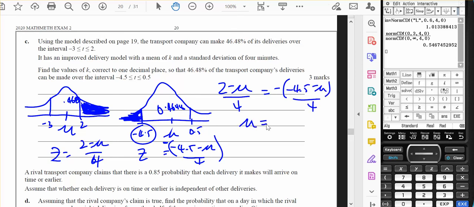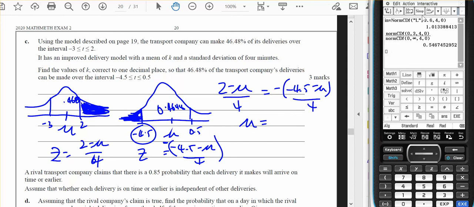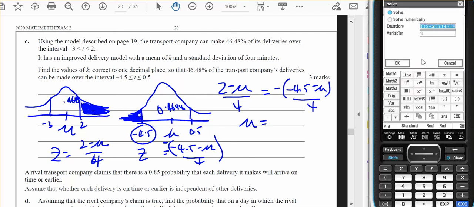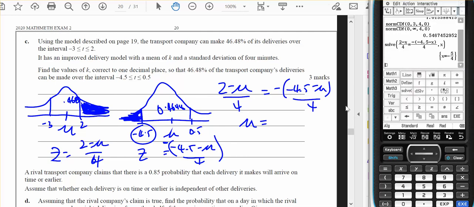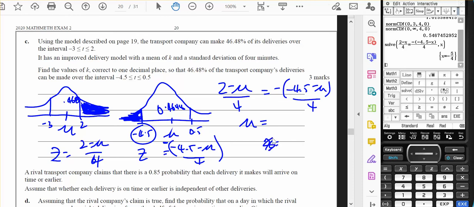Solve for the mean. And k is the mean, so I'm going to have the fraction 2 minus x divided by 4 equals the fraction negative bracket -4.5 minus x divided by 4, solve for x. And that gives me x, or k, equaling -1.25.